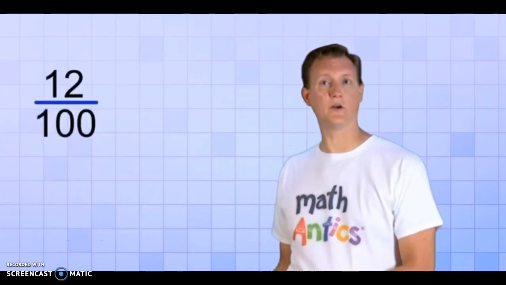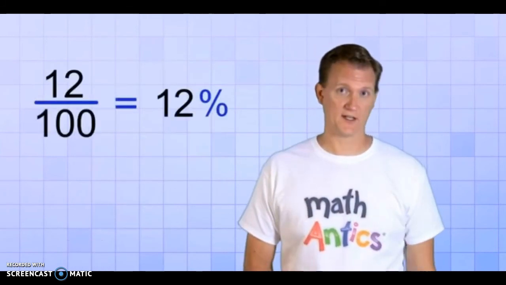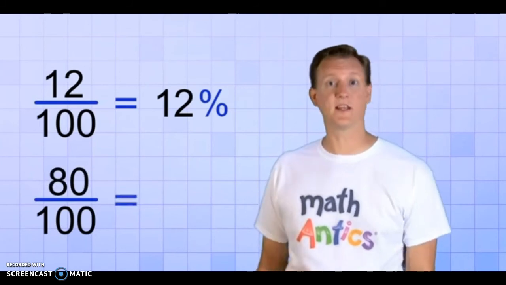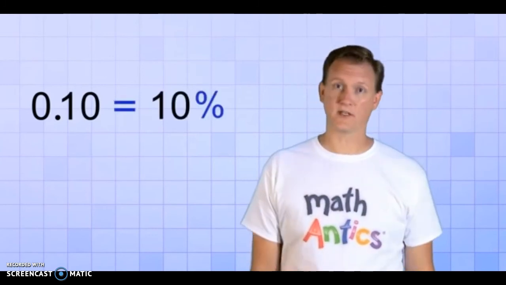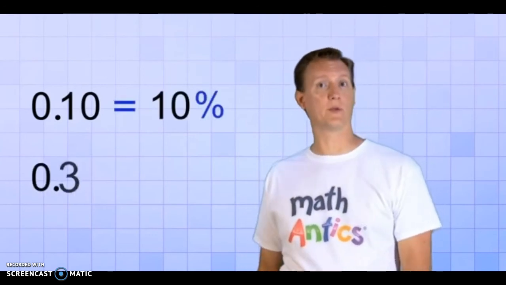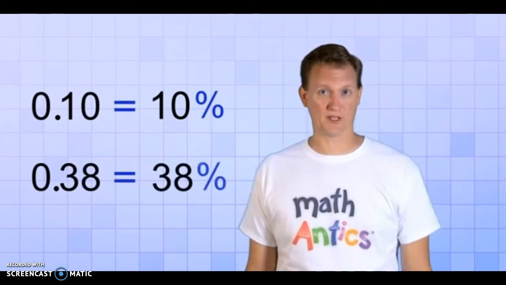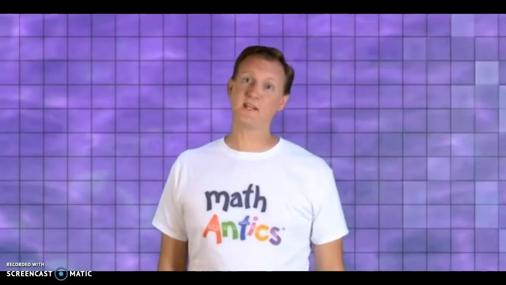If you get 12 over 100, you can say that's 12%. And if you get 80 over 100, you can say that's 80%. Or, if you get the decimal 0.10, you can say that's 10%. And if you get the decimal 0.38, you can say that's 38%. So, that's the key to percentages.